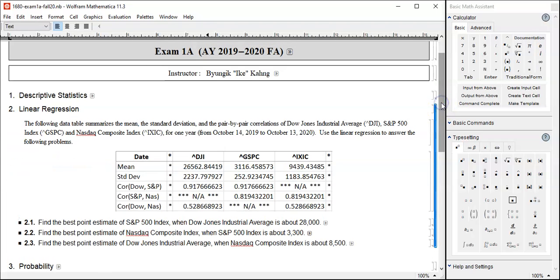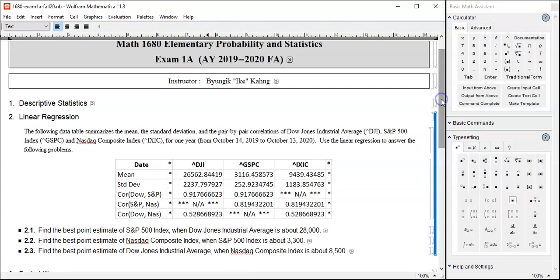Okay, let's go to the next problem, linear regression. The following table summarizes the mean, the standard deviation, and the pair-by-pair correlations of Dow Jones Industrial Average, the first column, and S&P 500, second column, and NASDAQ Composite Index, the third column. And it is for 1 year, October 14, 2019 to October 13, 2020.